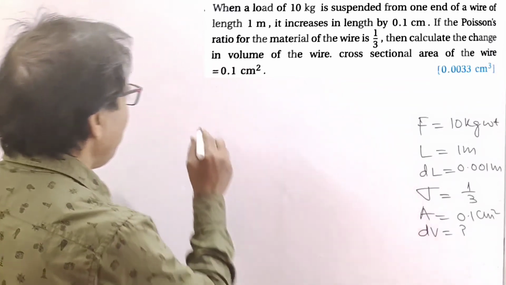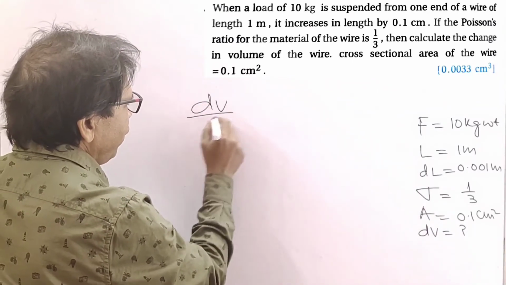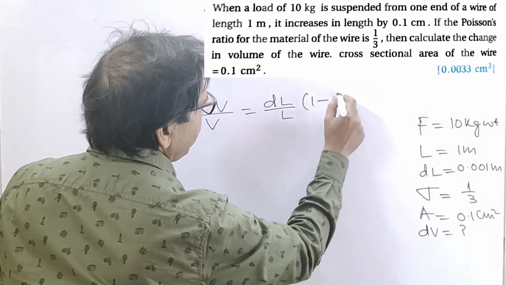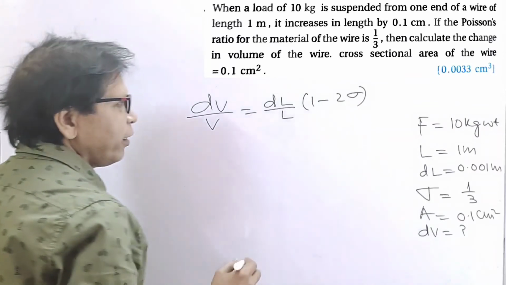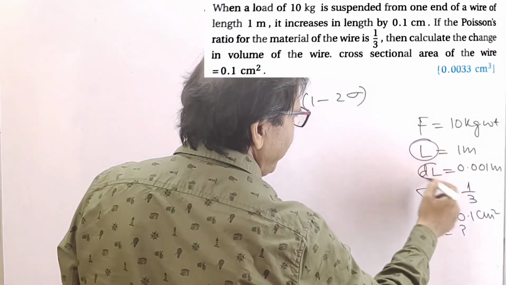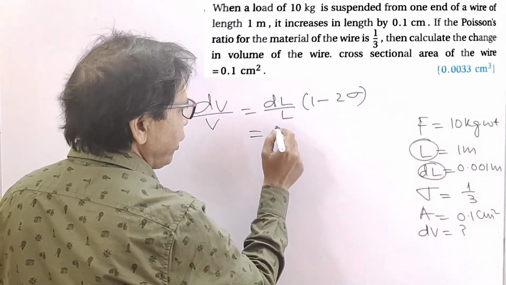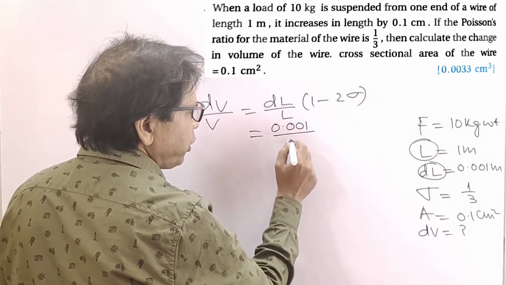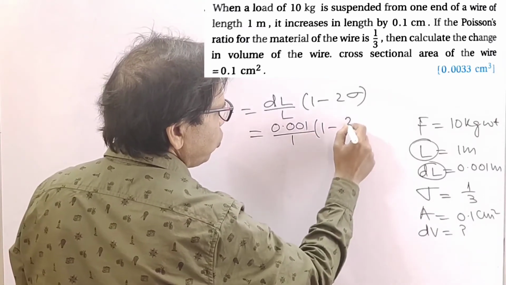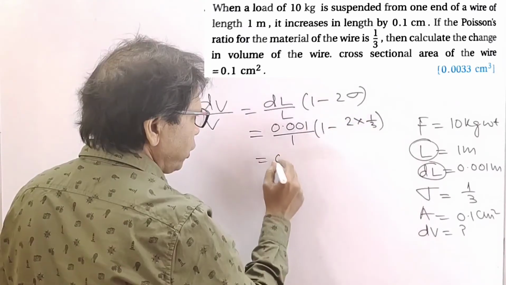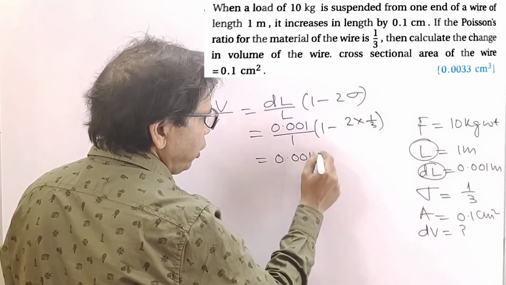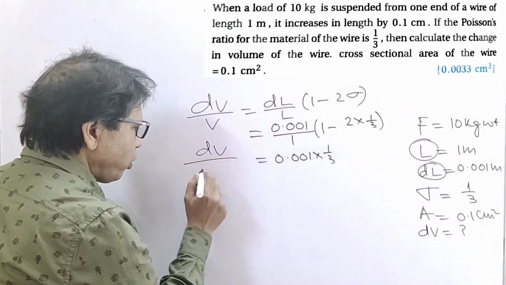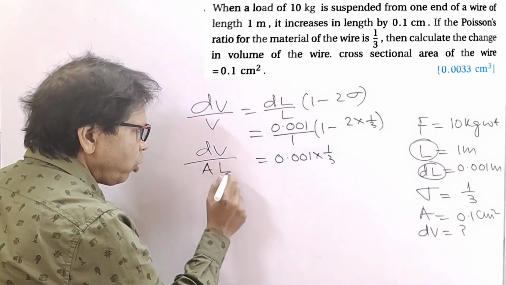Now look at this. We know dV by V equals dl by L into (1 minus 2 sigma). Here L is given, dl is given. So this is 0.001 divided by 1, into (1 minus 2 into 1/3). This is 0.001 into 1/3. Now this is dV by V, and V equals area of cross section into length.